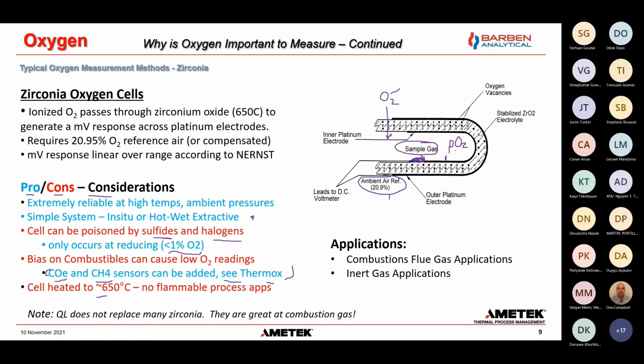Another con is that the cell is heated to 650 degrees Celsius. And that means that it cannot be used or should not be used for flammable process applications. The applications that it's good for is combustion, flue gas applications, and inert gas applications.